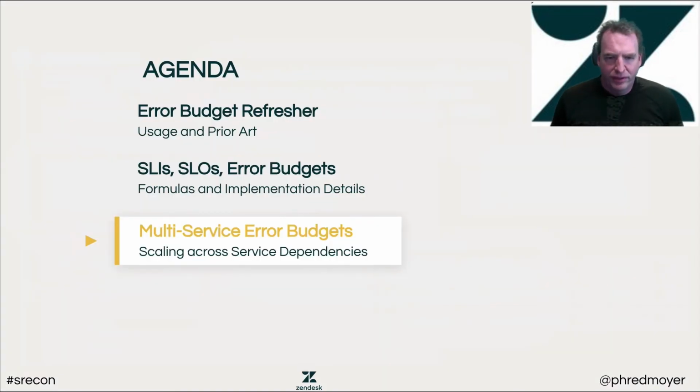So now that we've covered the basics, let's extend the scope of our discussion to managing error budgets across multiple services. So microservices, SOA, service-oriented architecture, any sort of application architecture that has more than one component, which, unless you're running a monolith that does in-memory database, is pretty much all of them.